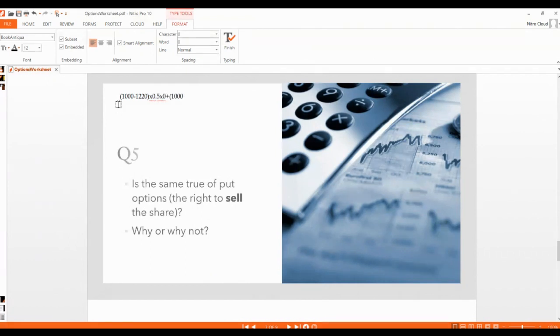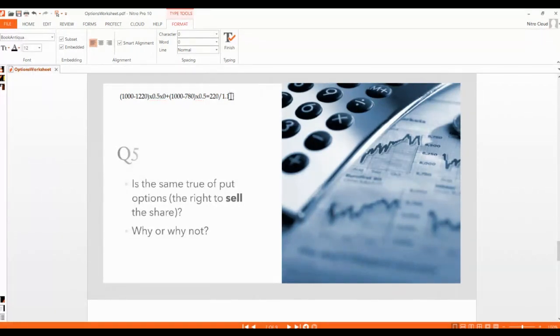The other one, you get to sell it for 1,000. You get to buy it for 780. That happens with probability 0.5. In that case, you would exercise the option, and you'll see that it's the same. It's the same because I rigged it. I picked numbers that way.